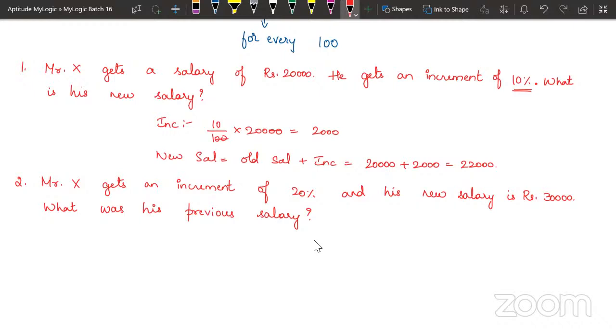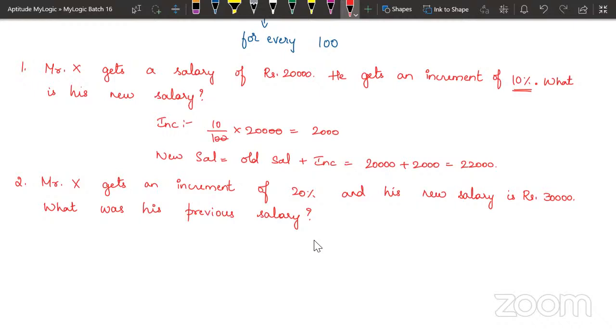Okay, Soulful Mix has answer 24,000. Okay, any other answers? 29,400. No way. You mean 29,400? If that is a previous salary, then only 600 will be the increment, right? 600 is not 20%. 26,000. No, none of them have given the correct answer.